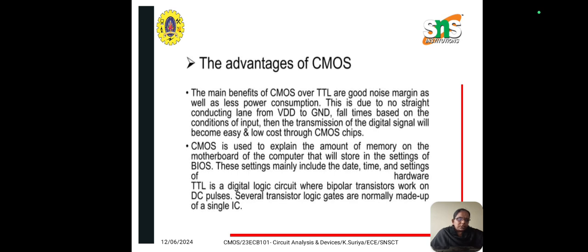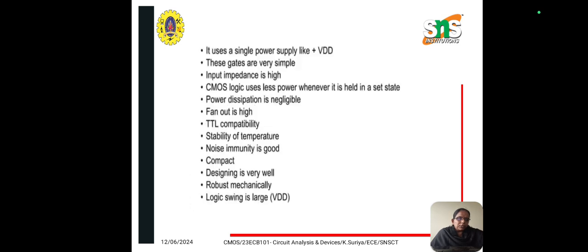These settings mainly include the date, time, and settings of hardware. TTL is a digital logic circuit where bipolar transistors work on DC pulses. Several transistor logic gates are normally made up of a single IC. Apart from this, it is used as a single power supply. They are very simple and the input impedance is high. Fan out is high, it is TTL compatible, very compact, noise immunity is good, stability is very good, it is robust mechanically, and designing is very easy.